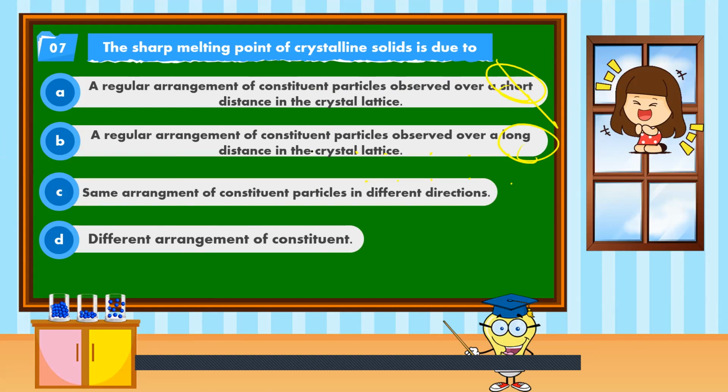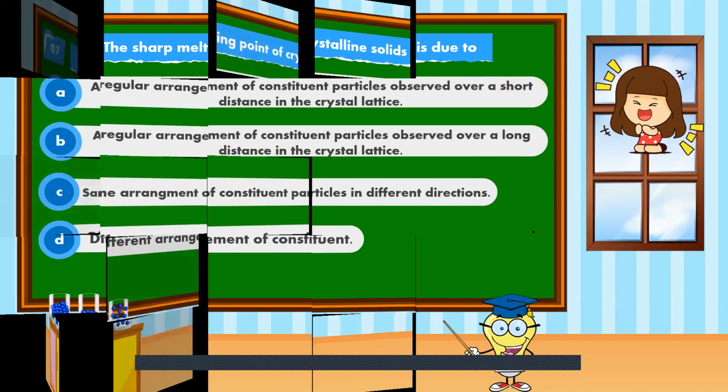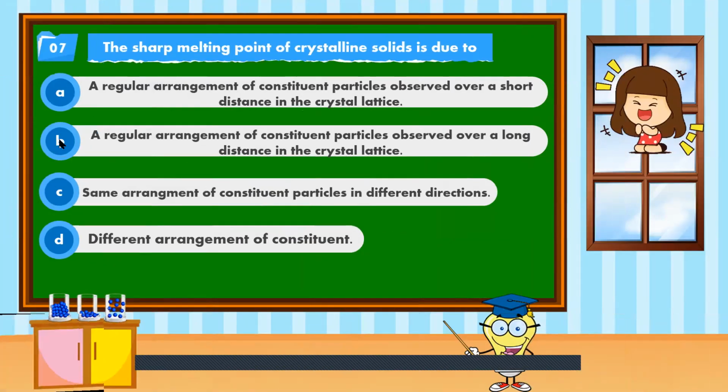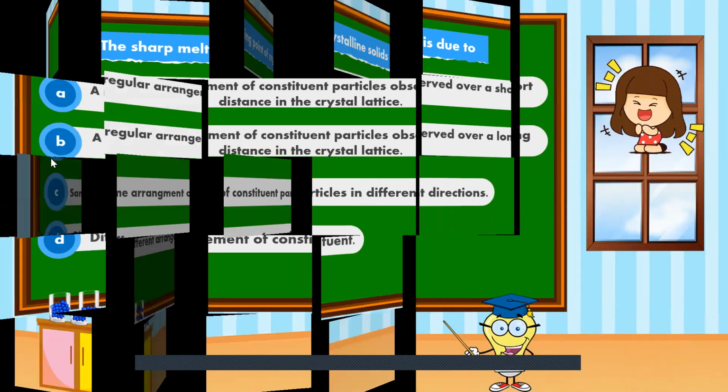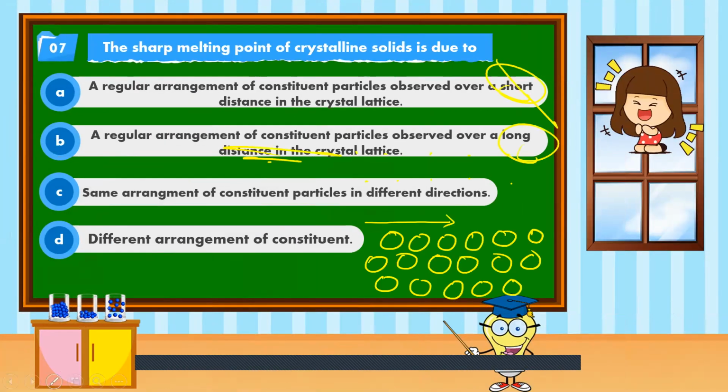If all the particles are arranged in the same kind of pattern in all directions, having a regular pattern, then we call it a crystalline solid. So option B is the correct answer. This is your correct answer.